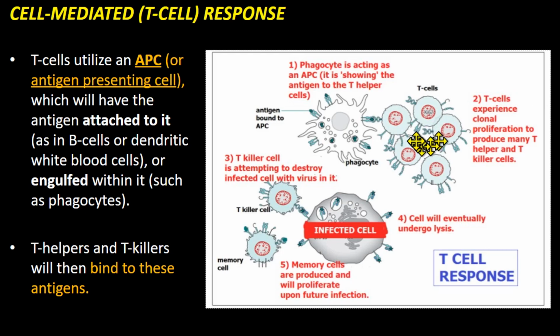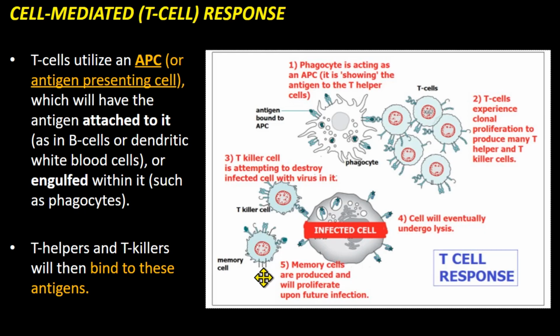So they're going to divide and differentiate to form many T helper cells and T killer cells. T killer cells are going to attempt to destroy the infected cell with the virus in it. Remember, these are also called cytotoxic cells. The cell will eventually undergo lysis, so the cell is going to get totally destroyed, and then memory cells are going to be produced, and these will proliferate upon future infection.